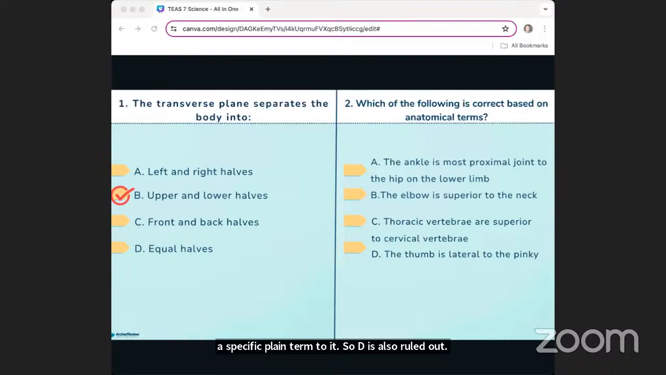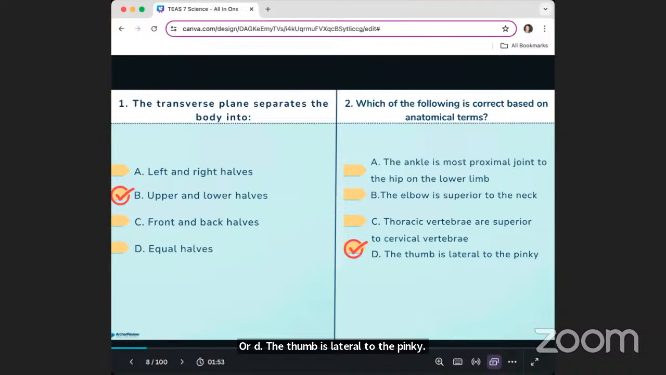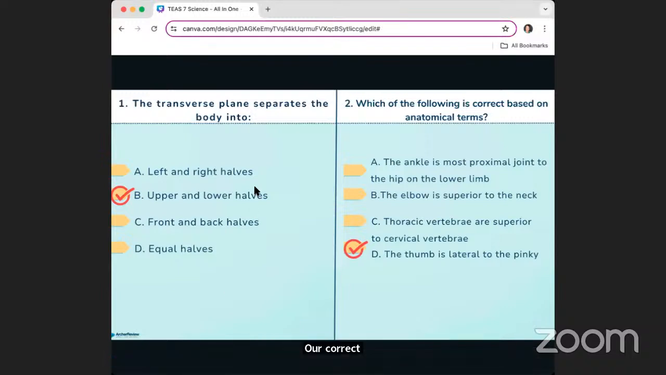Let's move on to question 2. Which of the following is correct based on anatomical terms? Is it A, the ankle is the most proximal joint to the hip on the lower limb? B, the elbow is superior to the neck? C, thoracic vertebrae are superior to cervical vertebrae? Or D, the thumb is lateral to the pinky? Our correct answer here is D. The thumb is lateral to the pinky.